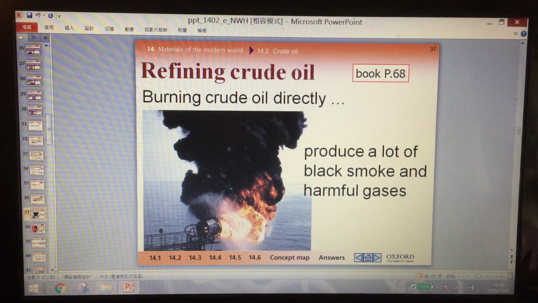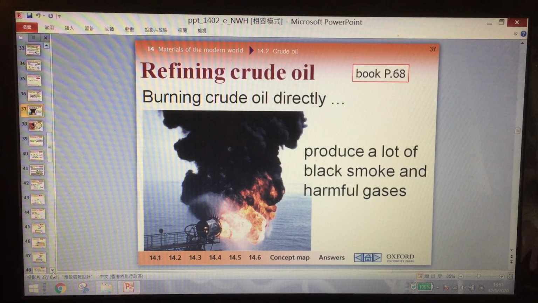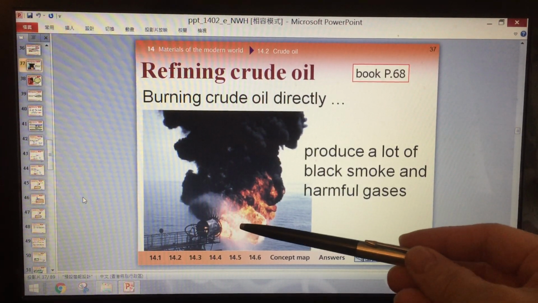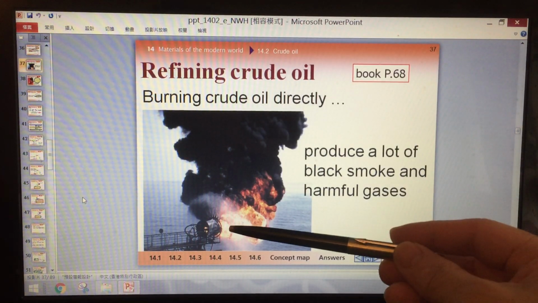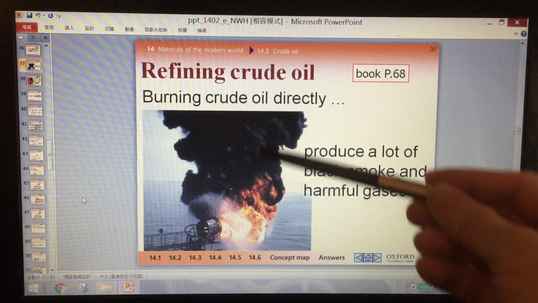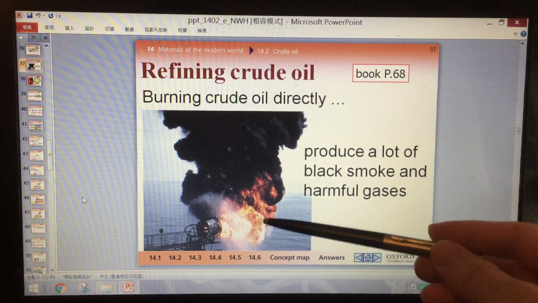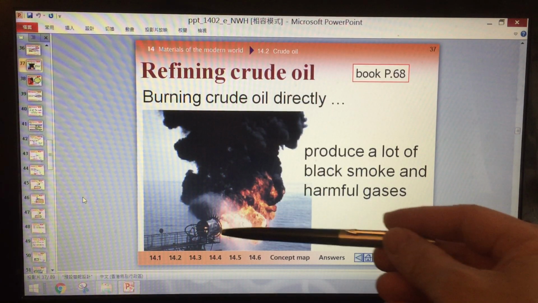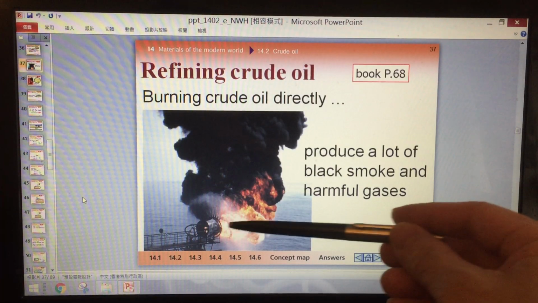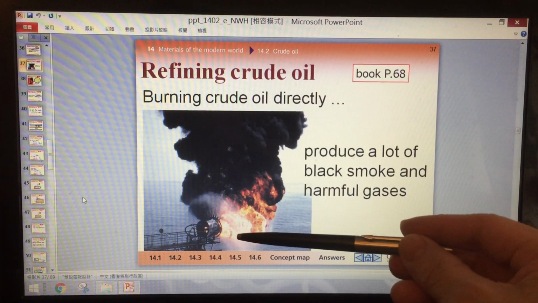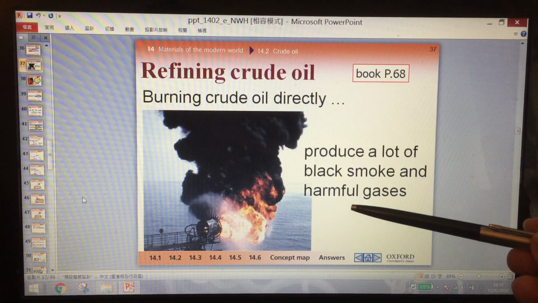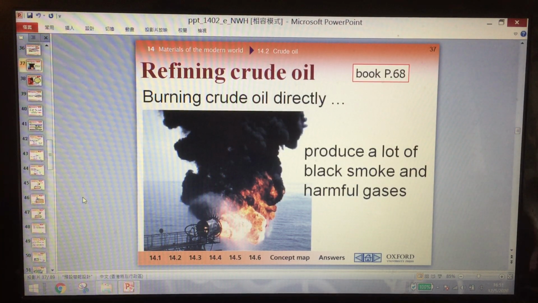Okay, refining crude oil. We cannot burn the crude oil directly. We cannot use the crude oil directly because some very large hydrocarbon molecules are mixed inside the crude oil. If you just burn it, you will produce a lot of black smoke and harmful gases.